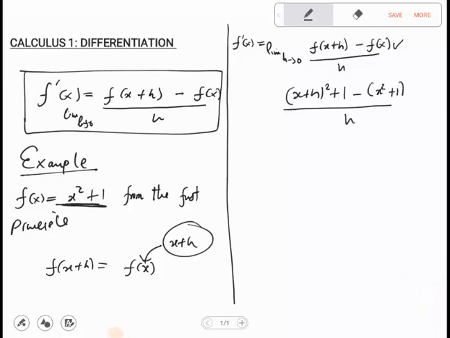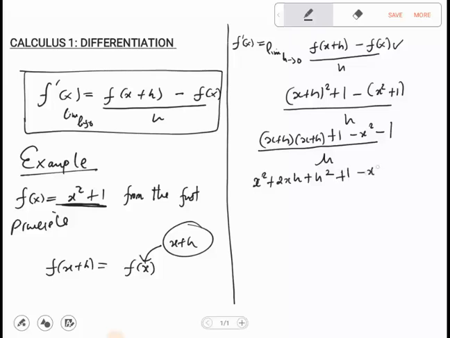Now we need to expand this. This means (x plus h) times another (x plus h). Remember there's a plus 1 there. Negative times positive, we get negative x squared minus 1. We are still dividing this by h. Now let's expand. This will give us x squared plus 2xh plus h squared. When you do the correct expansion, it should give you this. Then plus 1 minus x squared minus 1, all divided by h.